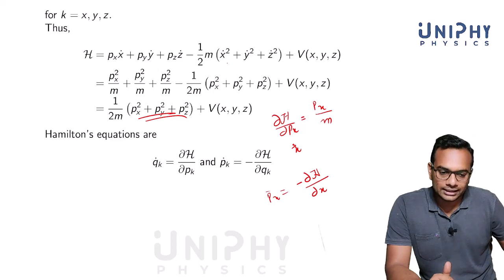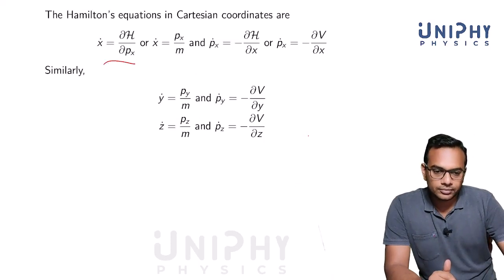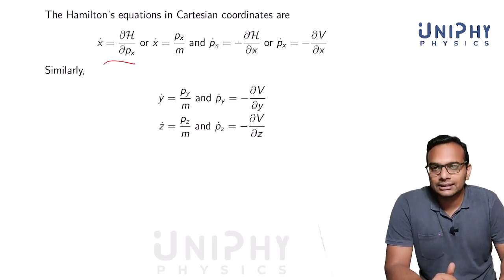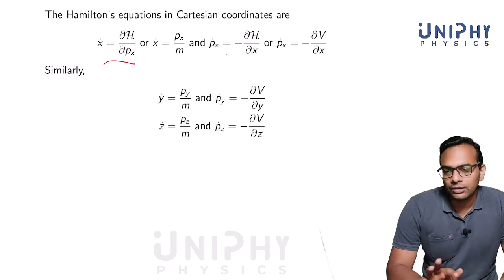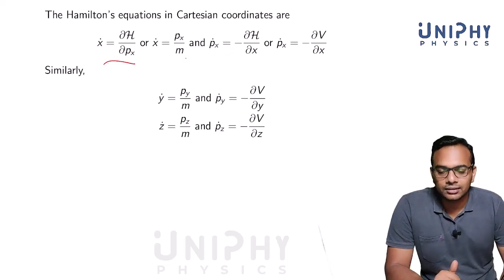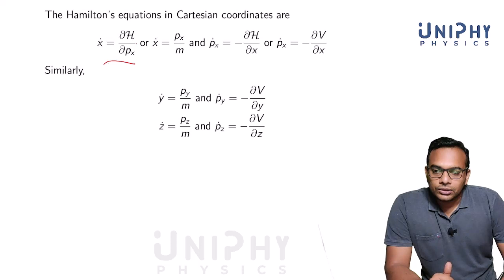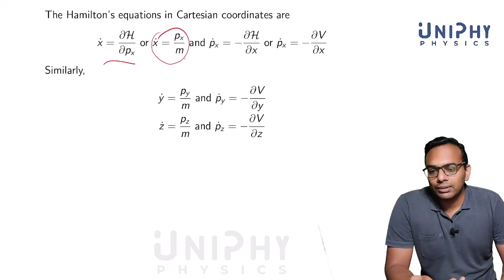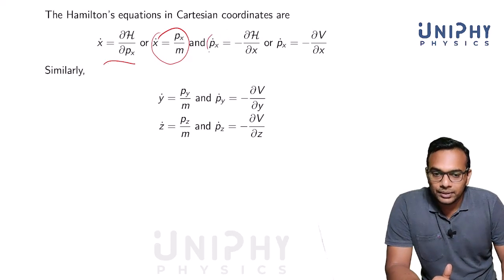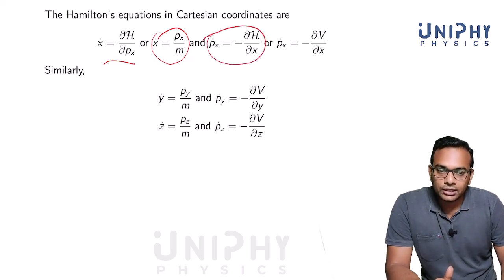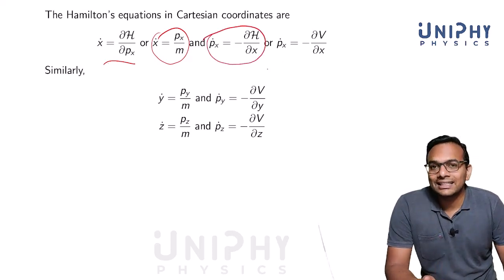P_x dot is equal to minus ∂H/∂x. There's a symmetry. It's not exact symmetry; there's an extra minus sign when you interchange x and p. So x dot equal to p_x by m, similarly y dot equal to p_y by m and z dot equal to p_z by m, and p_x dot equal to minus ∂H/∂x. The only x-dependent term is the potential, so it's minus ∂V/∂x.